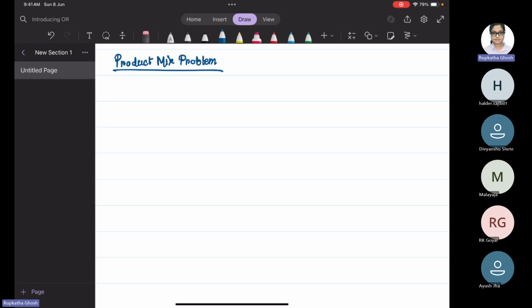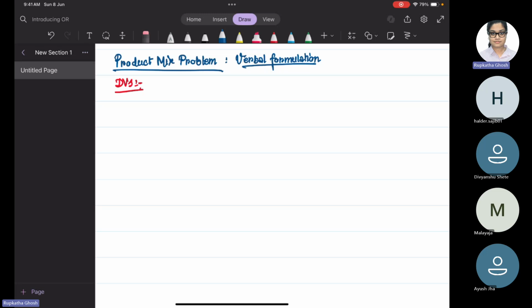Okay. And as I was specifying in the earlier class, before jumping into solving a mathematical model, the first thing that you have to do is always write a verbal formulation. It just makes things easier, right? So in the verbal formulation, the first thing that we do is we specify what our decision variables are. So what are our decision variables?